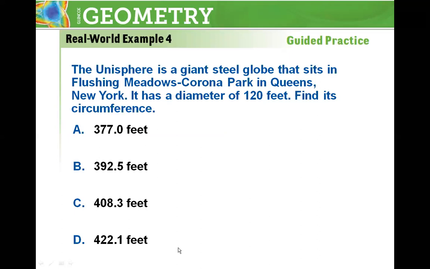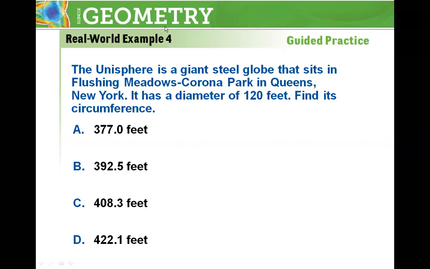Okay, I'm going to Tamim. Yes, Mr. Okay, can you read? The answer is green steel globe. This size is in Flushing Meadows, Corona Park in Queens, New York. It has a diameter of 120 feet. Okay, Corona Park. Okay, there is no problem. Complete. Diameter of 120 feet. Find its circumference. Yes, I need to find the circumference.